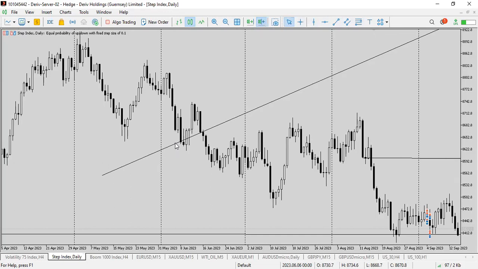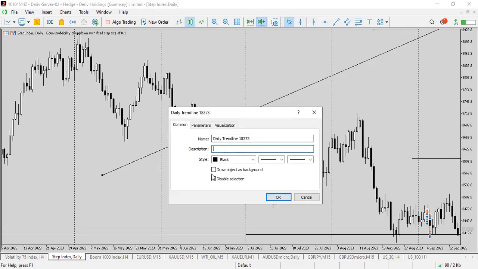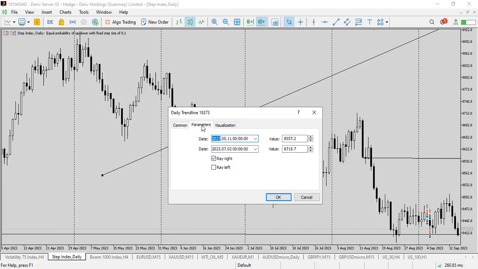Make sure you double click on it first. Then when it shows the point, you right click properties of the trend line. You see the property, you come here. Don't choose anything. If you see it, just uncheck it, please. Then here, you only do the ray right, not ray left, because you want it to move right, not back to the left. You don't want the left, right? So you only pick ray right.